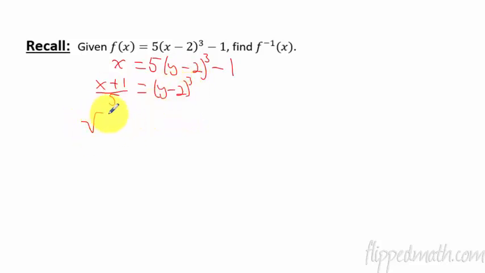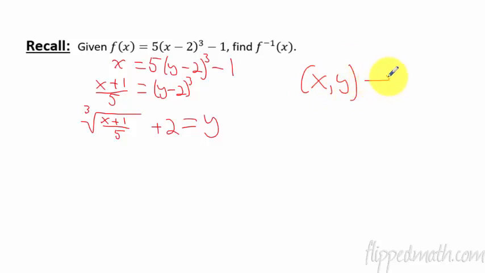So let's just jump to the final answer here. It would be cube root of x plus 1 over 5, plus 2, and then that all equals y. So this right here would be the inverse function of the original, 5 times x minus 2 cubed, minus 1. Again, the way we do that is we take an xy coordinate point and you swap the x and the y. So you change them, and then this here would be the inverse if this is the regular function. Okay, so just a quick review on that.